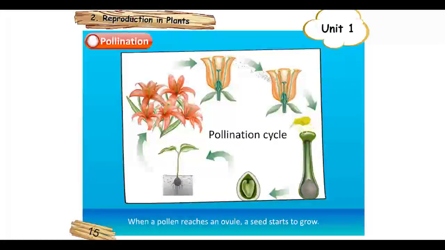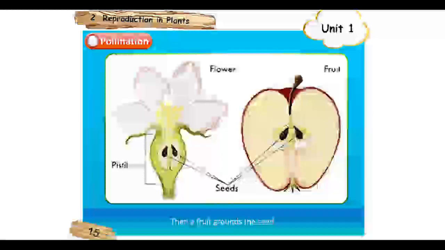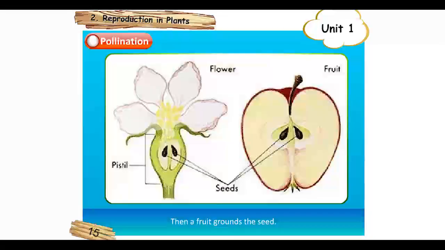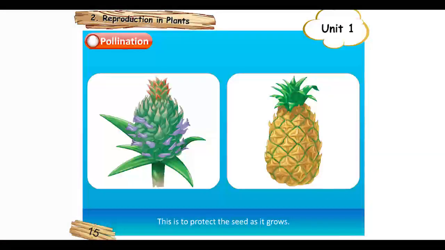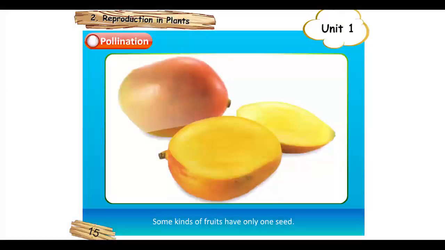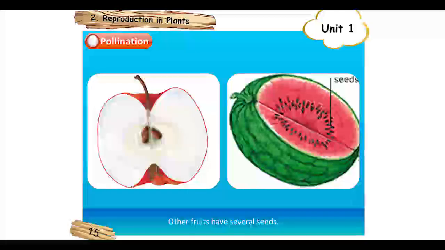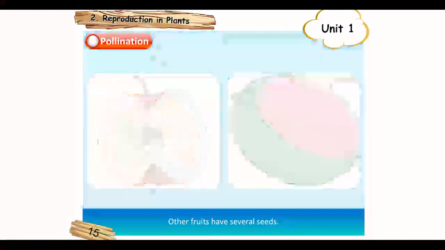Inside the carpels, there are little eggs called ovules. When a pollen reaches an ovule, a seed starts to grow. Then a fruit grows around the seed. This is to protect the seed as it grows. Some kinds of fruits have only one seed. Other fruits have several seeds.